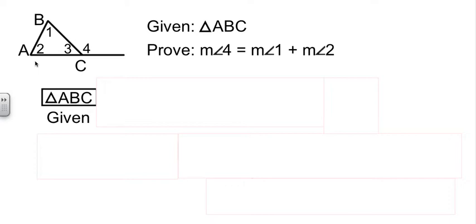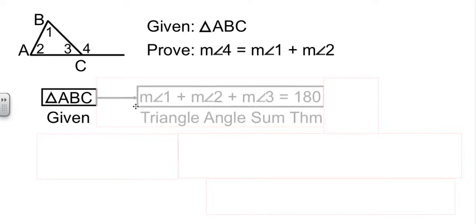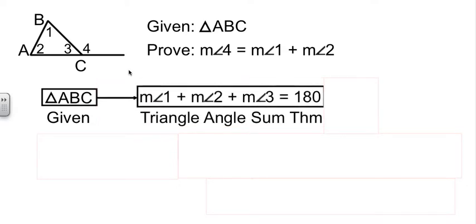Now, what do we know about triangles, and particularly about the angles? We know they add up to 180. So angle 1 plus angle 2 plus angle 3 equals 180. And notice beneath that I put triangle angle sum theorem to show what my reason was. You could have theorem 4.1 if you wanted to.